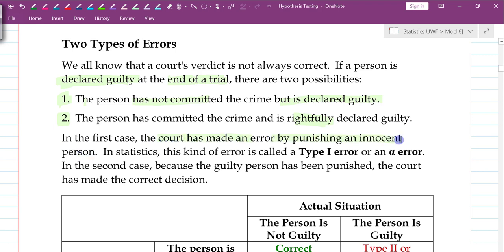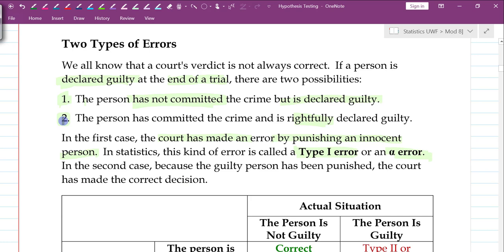Because the first case was the person was declared guilty but did not commit the crime. So in that case, the court made an error by punishing an innocent person. In statistics, this kind of error is called a type 1 error or an alpha error. Okay? In the second case, because the guilty person has been punished, the court has made the correct decision. So in the second decision here, the court made a correct decision.